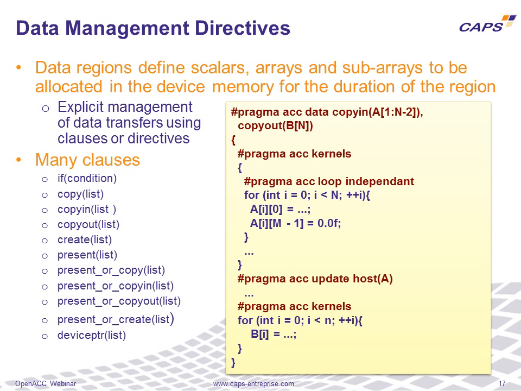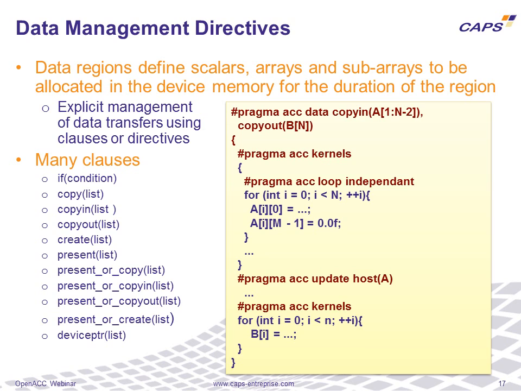To avoid transfers between our kernels regions, we can declare that the data must be allocated and transferred in the upper scope of the Riemann function. This can be done thanks to the data directive, which allows you to define scalars, arrays, and subarrays to be allocated on the device memory for a given code region. Data can be copied from the host to the device when entering the region. Data can be copied from the device to the host when exiting the region.